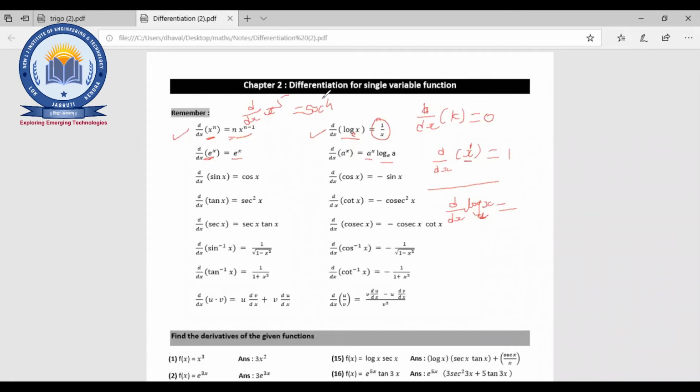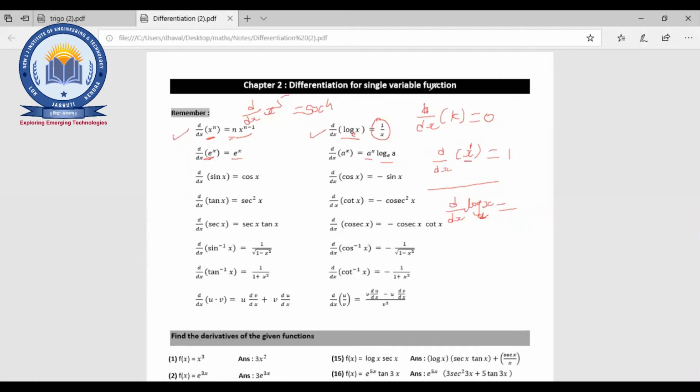Is it a raised to x log a? No. Someone is raising a hand also. Anyone want to say something on this? 1 by x log a. Anyone else? Okay, no one. 1 by x, ln x.